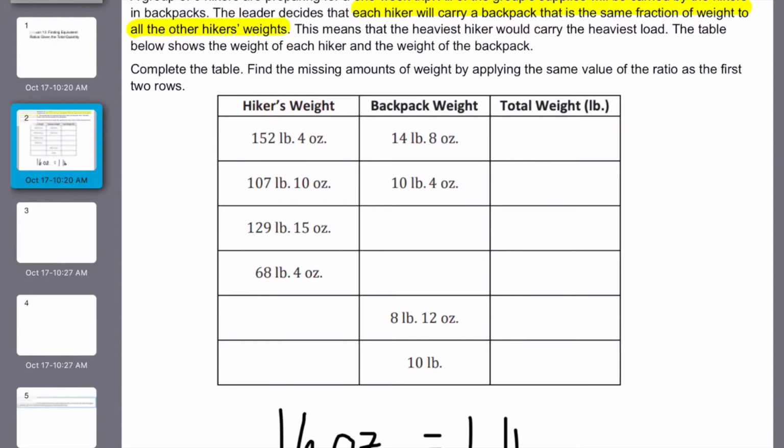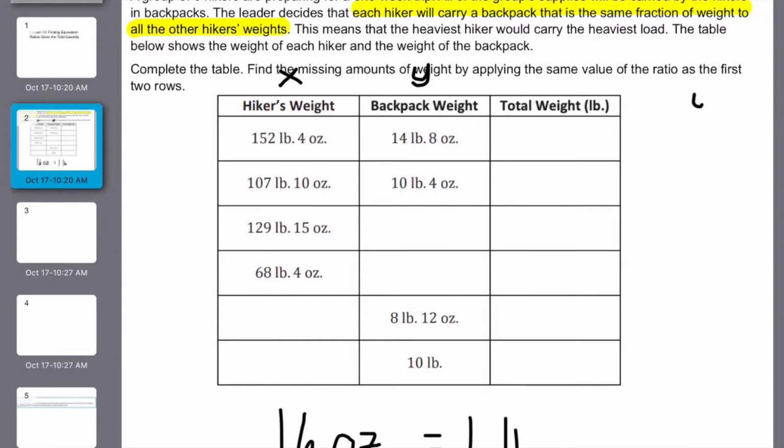The table below shows the weight of each hiker and weight of the backpack. Complete the table. Find the missing amounts of weight by applying the same value of the ratio as the first 2 rows. Now, it's also important for us to remember that there are 16 ounces in 1 pound. So the first thing that I need to do is I need to find my ratio, my constant of proportionality. So I'm going to label things. So this is going to be my x value, and these are going to be my y values.